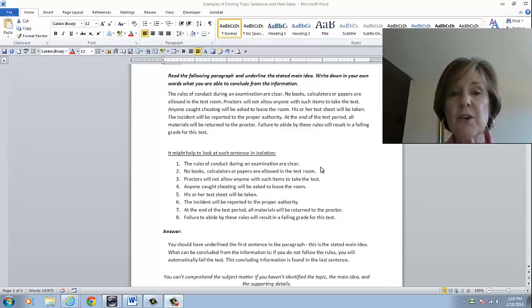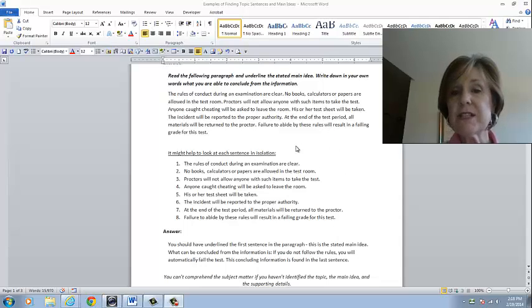The rules of conduct during examination are clear. No books, calculators, or papers are allowed in the test room. Proctors will not allow anyone with such items to take the test. Anyone caught cheating will be asked to leave the room. His or her test sheet will be taken. The incident will be reported to the proper authority. At the end of the test period, all materials will be returned to the proctor. Failure to abide by these rules will result in a failing grade for this test.